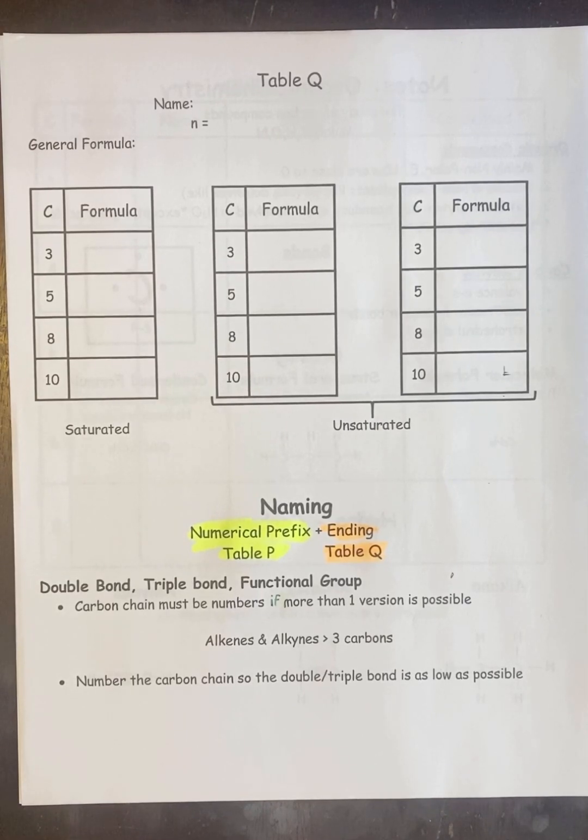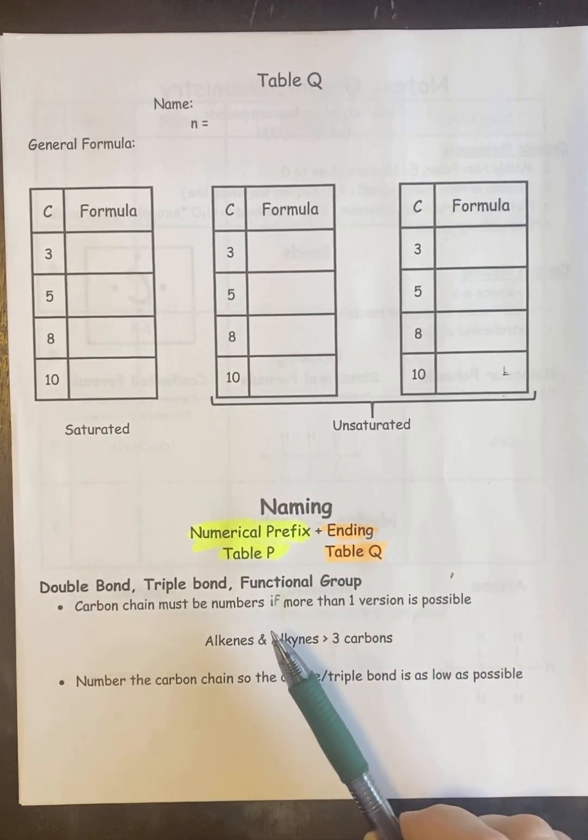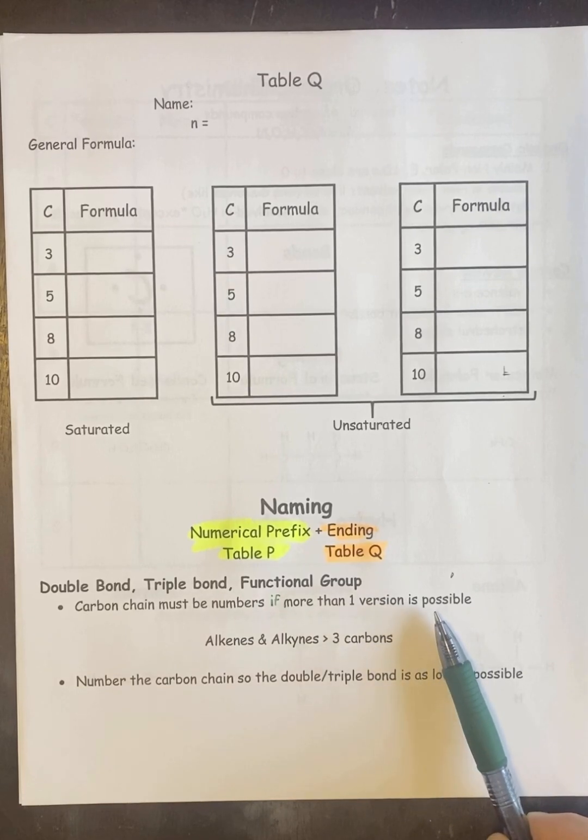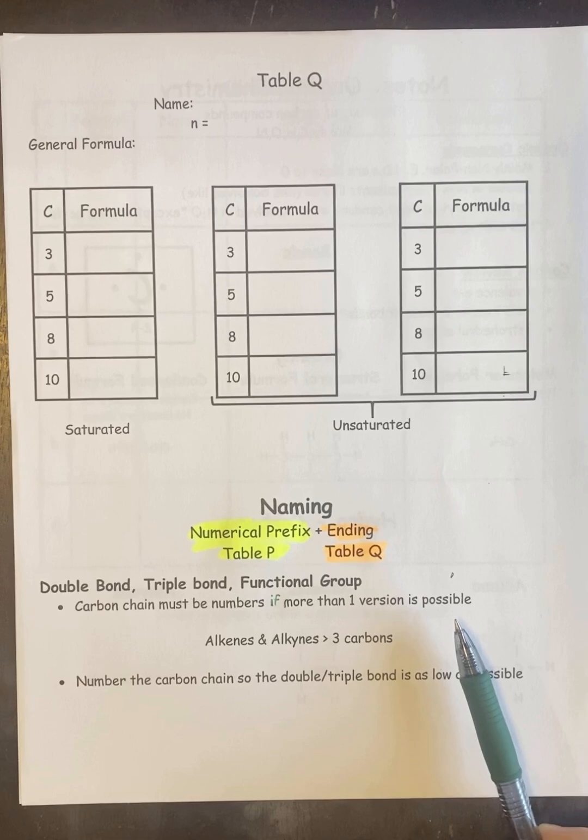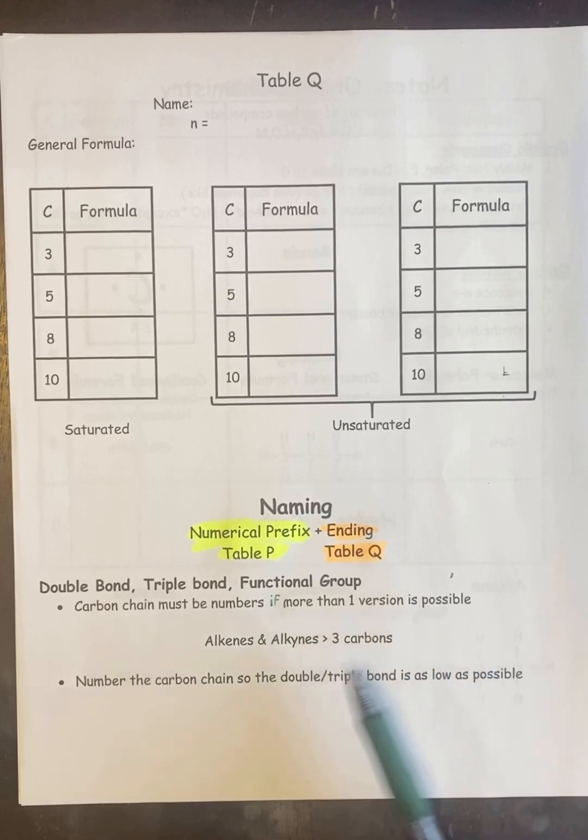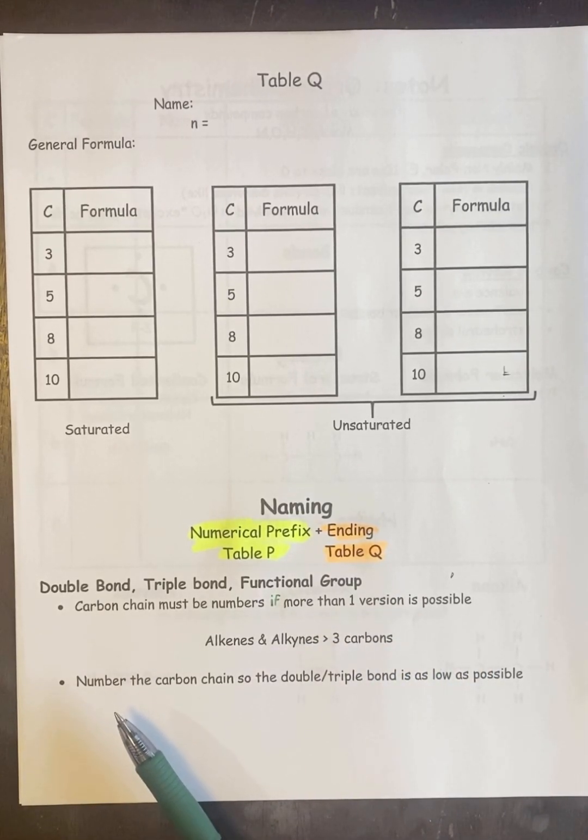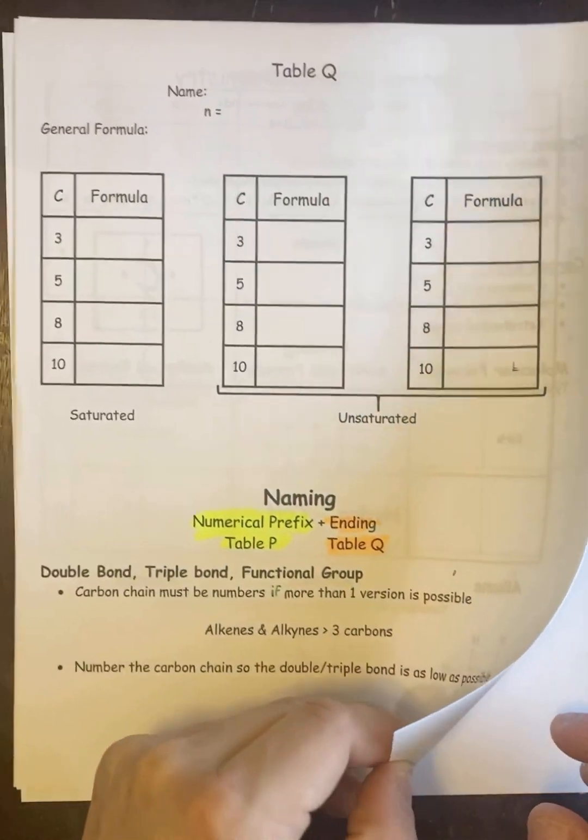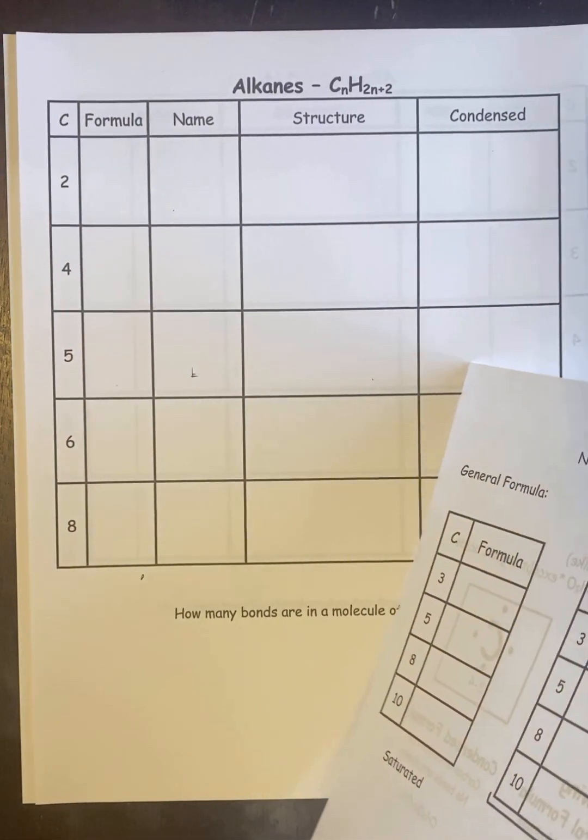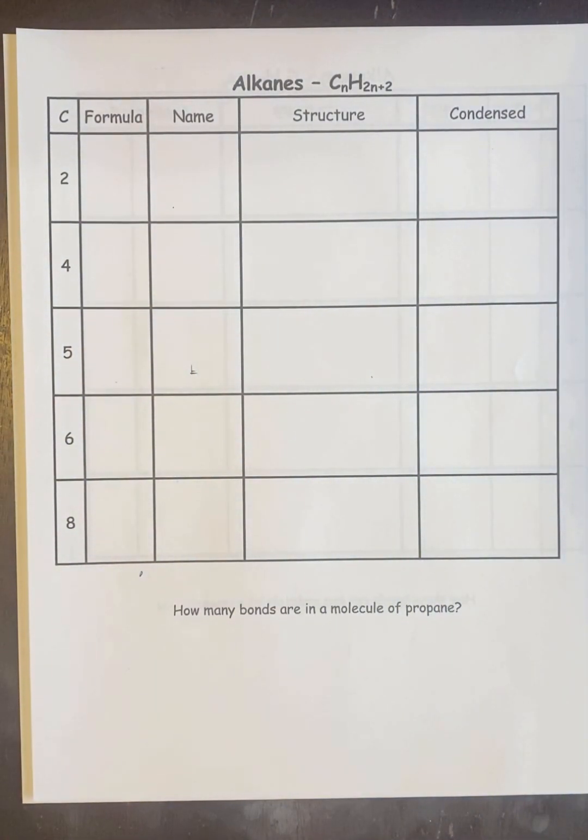So a couple things. If there's a double or triple bond, the carbon chain must be numbered, kind of like a condensed version that I showed you before, if more than one version is possible. I'll explain what that means when we get to it. It's actually much easier to see once we get to a problem that does that. And then you number the carbon chain so that the double or triple bond is as low as possible. Again, I'm going to explain that when we get to it. So let's just start with the naming and go right into it, and then we'll come to those when we get to our second set of problems.